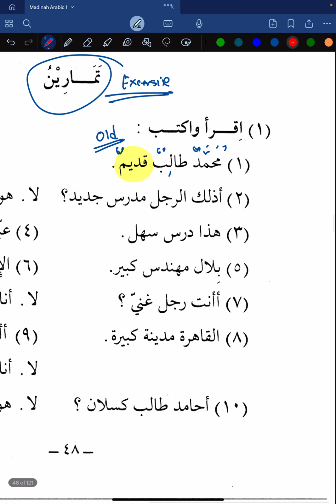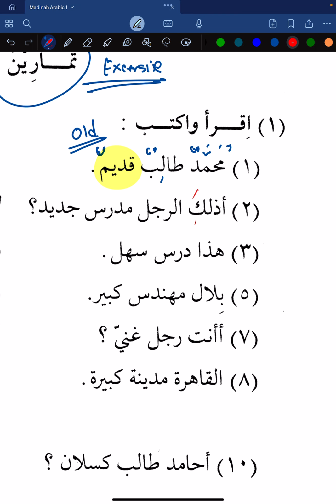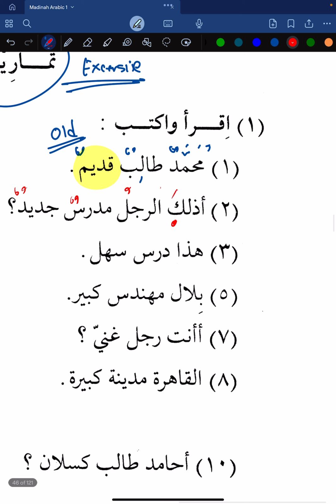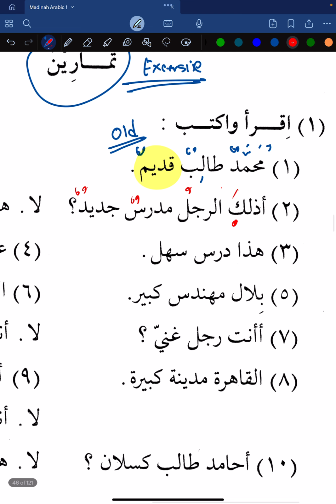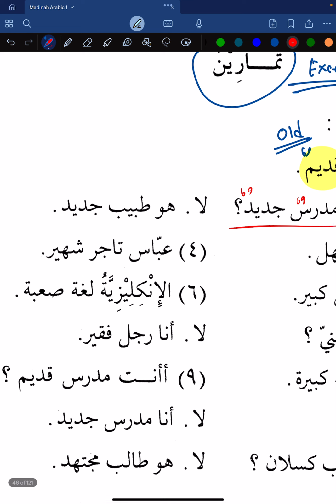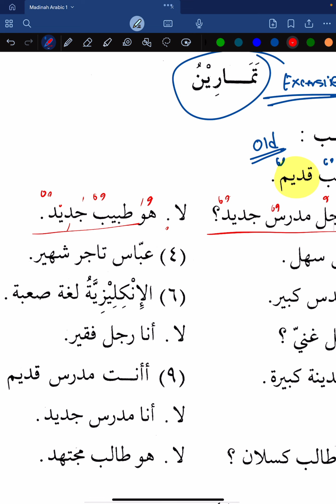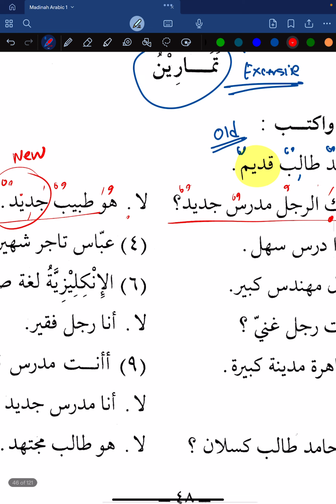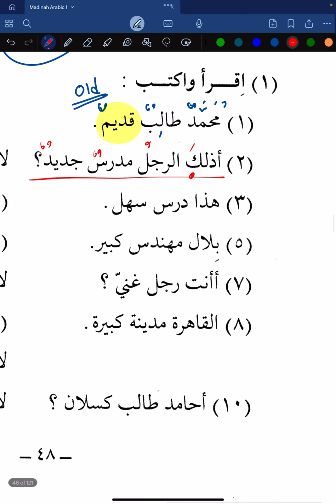Where's Salas? There you go. Adhanika. أذلك الرجل مدرس جديد. Is that man a new teacher? أذلك الرجل is that man, مدرس جديد a new teacher? لا no. هو طبيب جديد, no, he is a new doctor. جديد means new and طبيب means a doctor. We did that. Okay.